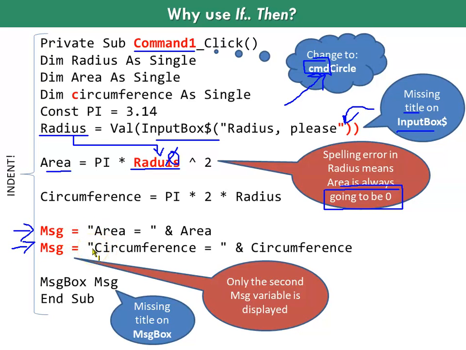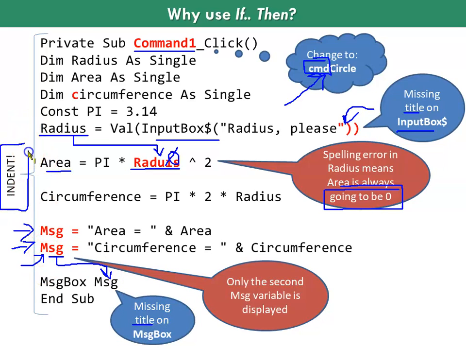Last, in the code problems, we create two messages, one for area, one for circumference. That's great. Unfortunately, we are missing the area in our output. Only the circumference will get shown in the message box at the end. And last, we are missing a title on the message box.